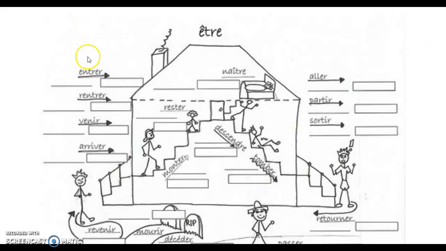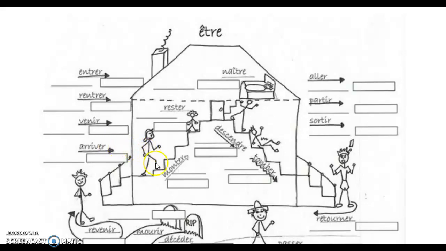So there's a whole bunch of verbs focused around a house. So you have entrer, which is to enter, rentrer, which is to re-enter or come back, venir, which is to come, arriver, which is to arrive, and revenir on the bottom here, which is to come back. So those are all of your entry verbs.